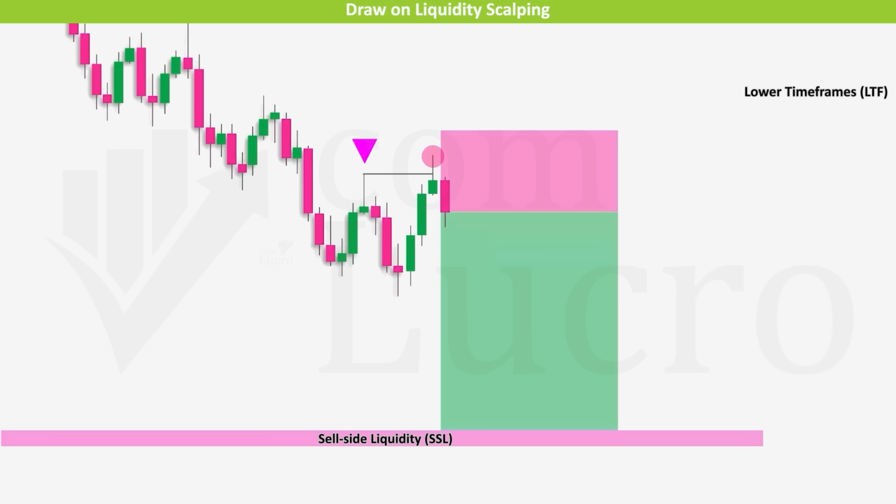Allow enough room for price to fluctuate and avoid placing the stop too tight. For your target, focus on the next clear sell-side liquidity level. This approach keeps the trade structured and intentional.